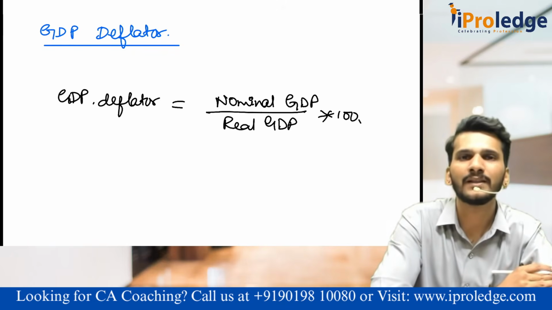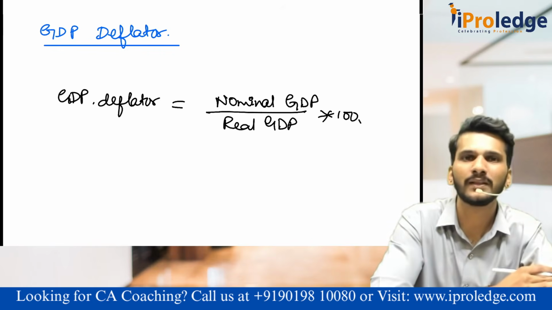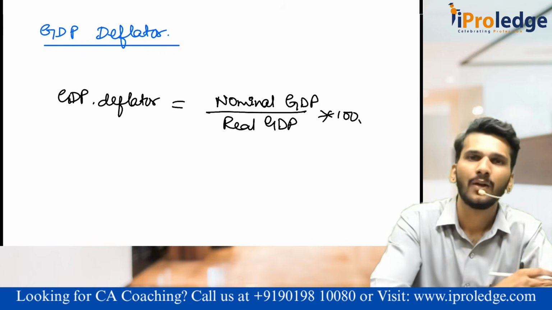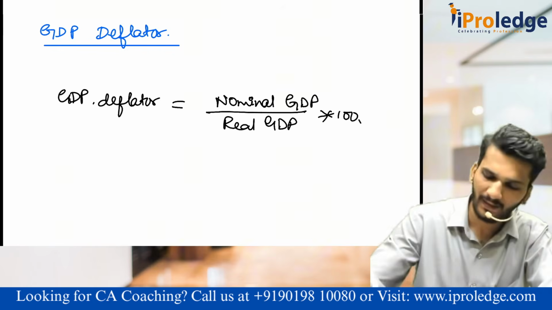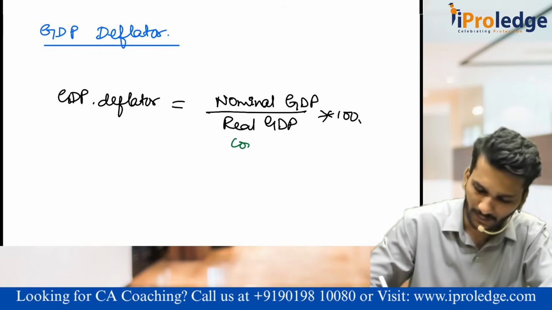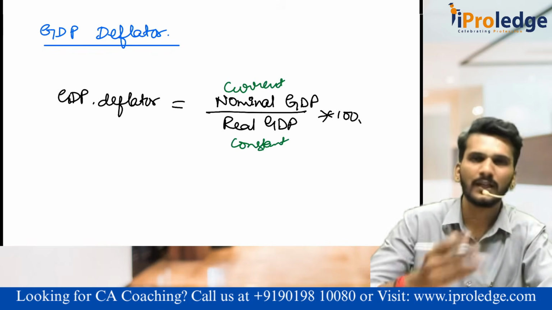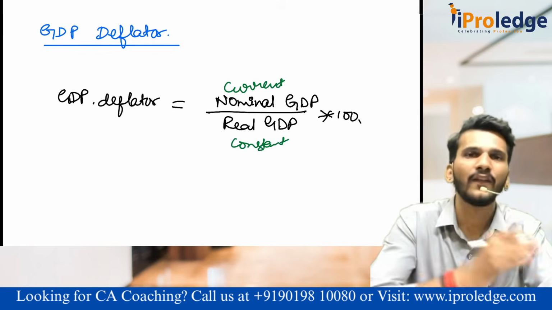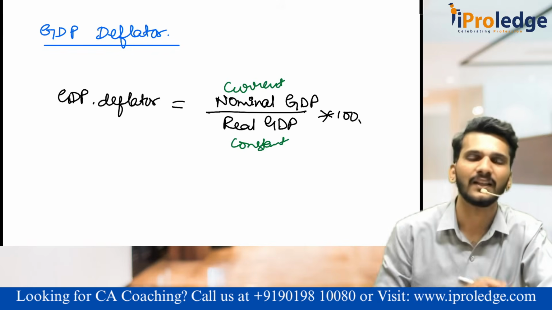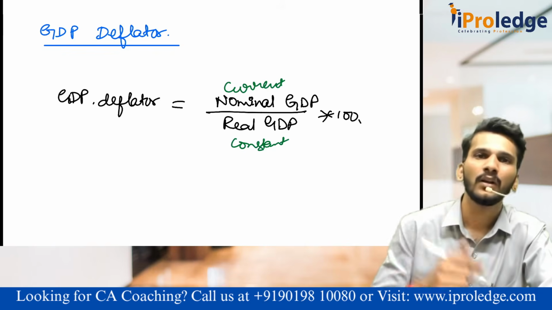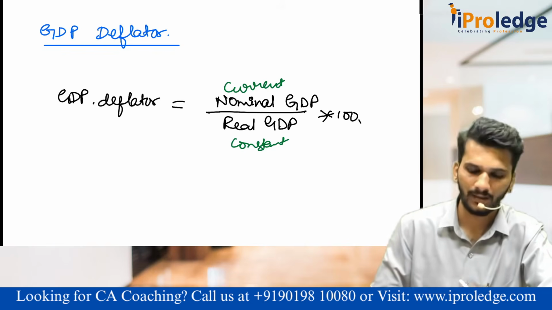Sir, what is nominal GDP? This is what we call constant prices. Sorry, current prices. What is real GDP? Can I call it constant prices? It is constant. It is current. What is the difference between constant and current? Sir, it is inflation only. By using this, you can easily find out the inflationary part.